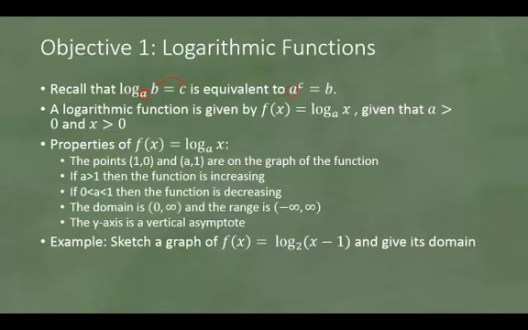Properties of log with a base a. The points 1, 0 and a, 1 are on the graph of the function. If a is bigger than 1, then the function is increasing. So if a is bigger than 1, then the function looks like this. If a is between 0 and 1, then the function is decreasing.